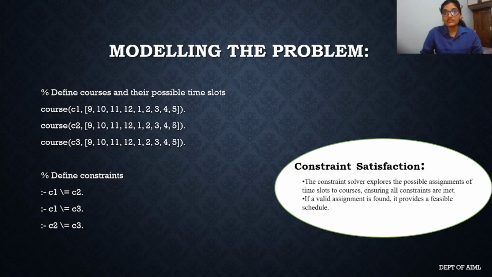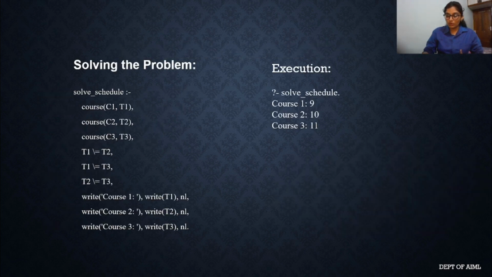The constraint solver explores the possible assignments of time slots to courses, ensuring that all the constraints are met. If a valid assignment is found, it provides a feasible schedule. Now we are going to solve the schedule. Defining solve_schedule, it is a predicate that aims to find a valid schedule for 3 courses. The course C1 T1 assigns the time slot T1 to course C1, next C2 T2 assigns the time slot T2 to course C2, and it assigns the time slot T3 to course C3.